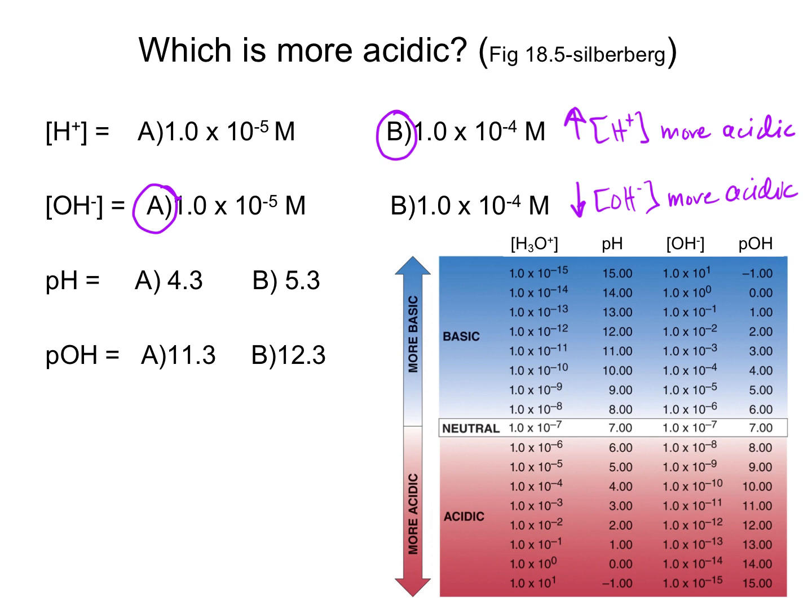Now let's look at it via pH. Which pH tells us that the solution is more acidic? All right, so we are correct. The lower the pH, the more acidic.